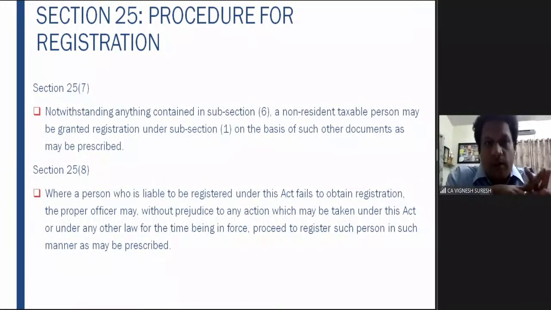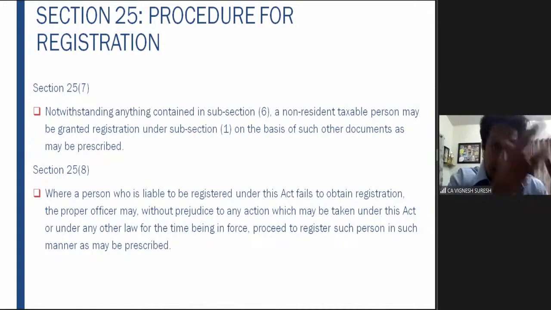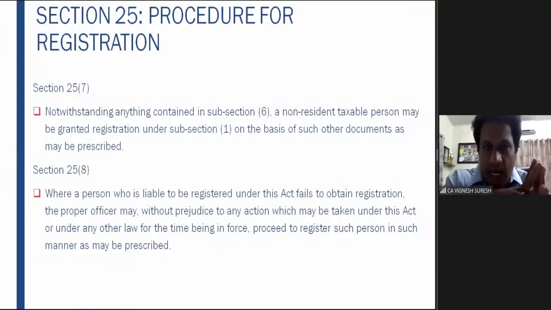25 subsection 7 speaks about how a non-resident taxable person may be granted the GST registration because he does not have a PAN number. So 25 subsection 7 says that notwithstanding anything contained in subsection 6, a non-resident taxable person may be granted registration under subsection 1 on the basis of such documents as may be prescribed. So whatever documents he has, like his passport or other foreign ID proofs, based on that, the GST registration can be given. This is basically 25 subsection 7, which speaks about the documents required for a non-resident for the GST registration.